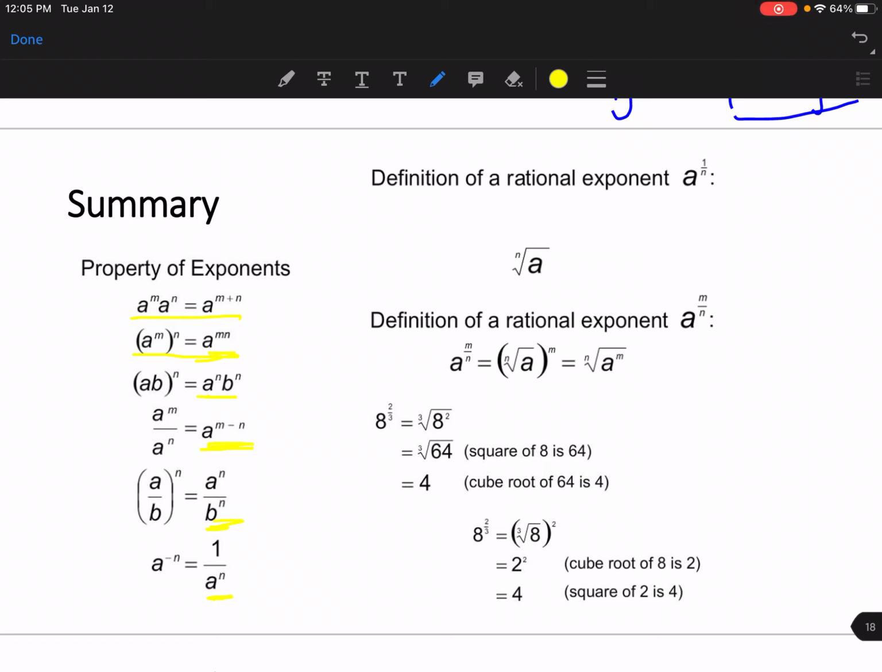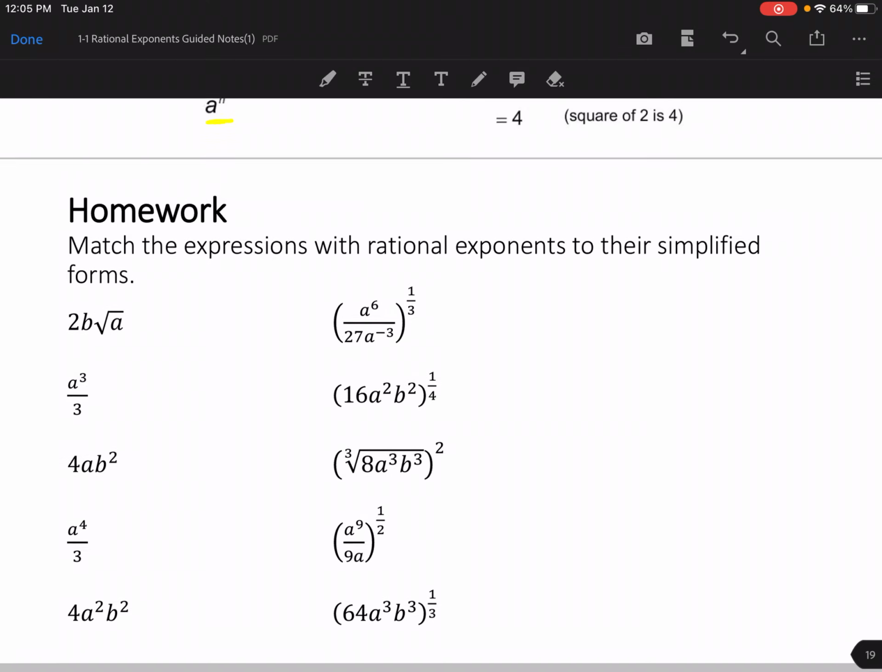And then we also look at an example right here where you can either square the a first and then take the cube root, or you can take the cube root of a first and then square it, and you should get the same answer. So that is all of the notes for today, and here is your homework.